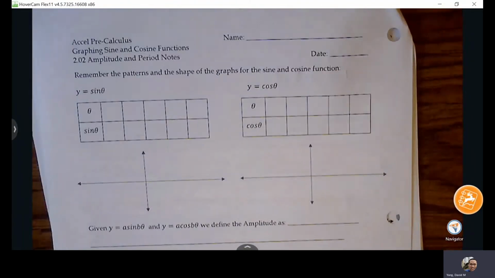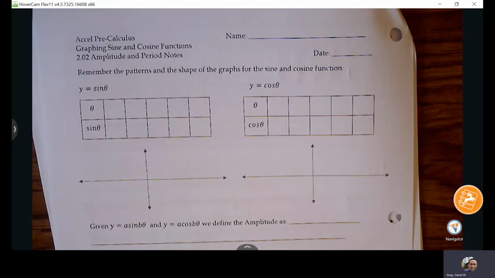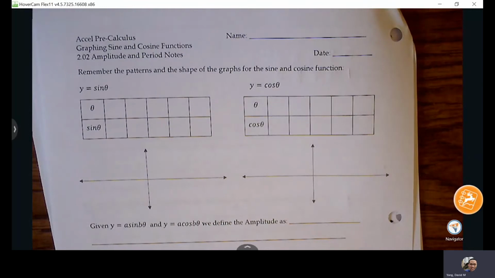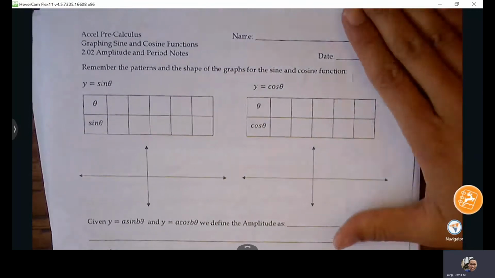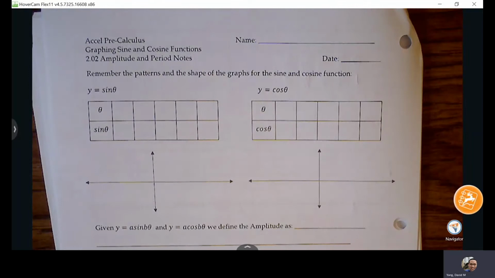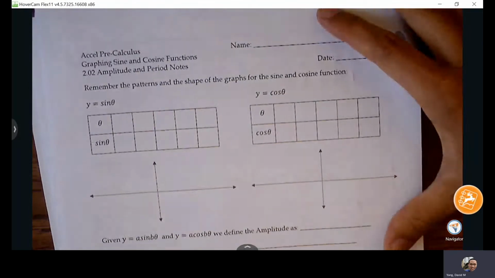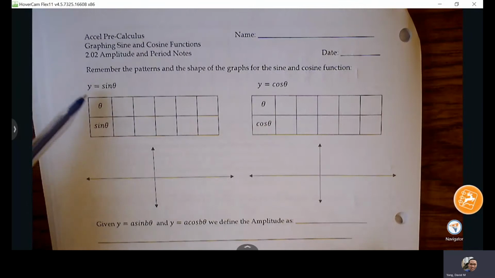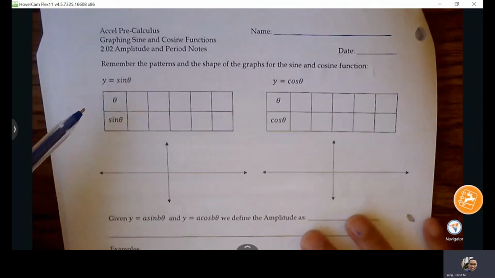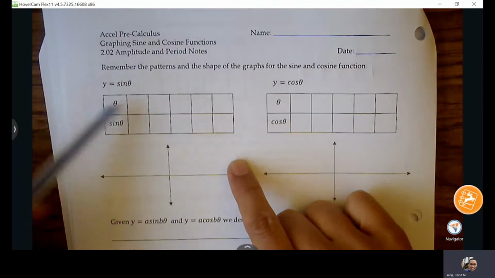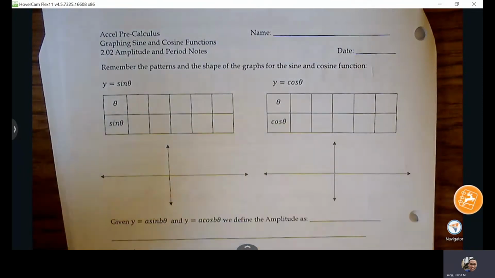And we're going to practice just identifying those quadrant values of sine and cosine, just to make it easier for our graphing in the future. We just want the highlights. Okay. So remember the pattern and the shape of graph for sine and cosine function. So for theta, we just want the quadrant values. It's always just going to be 5 points.